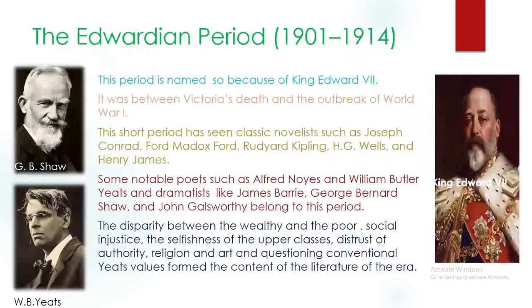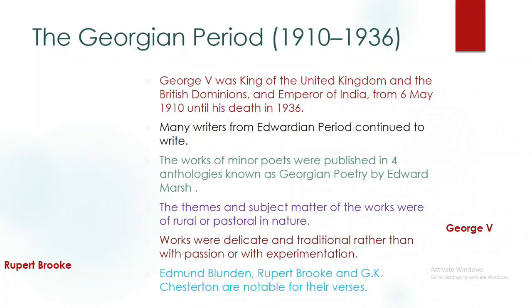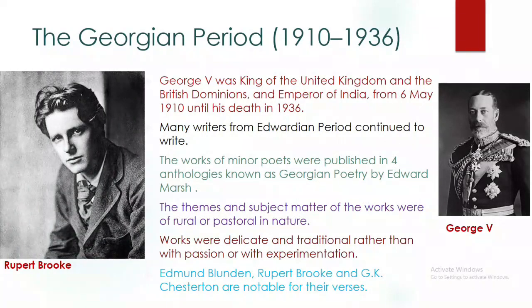The Edwardian period, which is named after Edward VII, has seen classic novelists and notable poets. The literature mostly covered topics related to class differences, social injustice, and distrust of authority, religion, and art. The Georgian period. It is the period greatly known for the publication of Georgian Poetry by Edward Marsh, which was rural in nature and traditional in style.